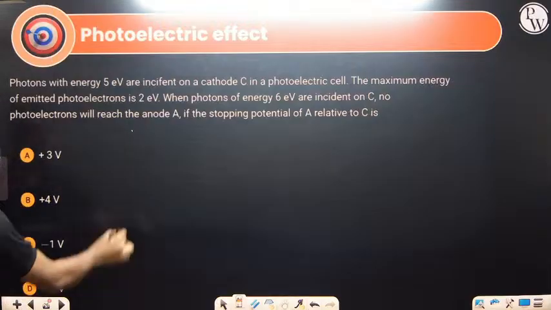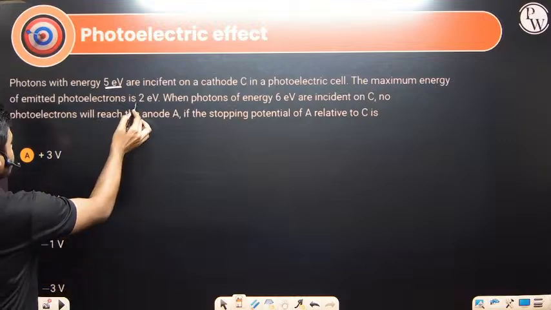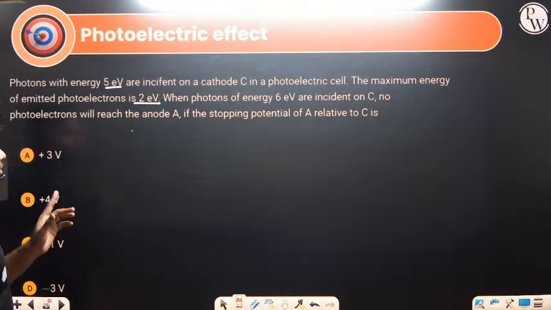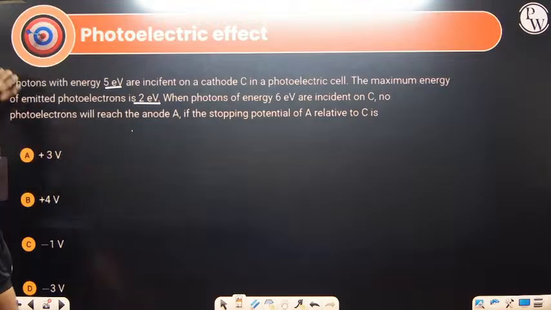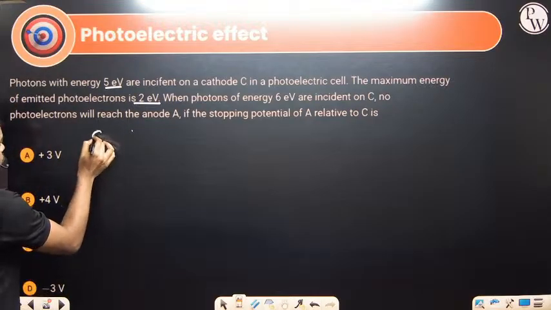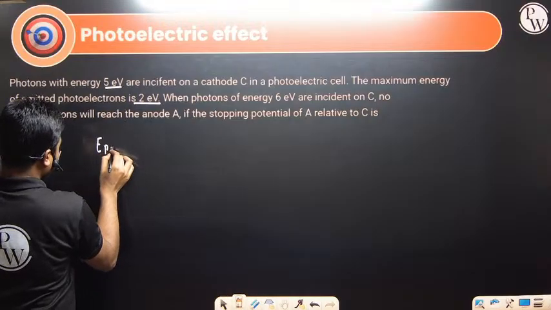Photons with energy of 5 eV are incident on a cathode C in a photoelectric cell. The maximum kinetic energy of the emitted photoelectrons is 2 eV. When photons of energy 5 eV are incident on it, the photoelectron will reach the anode if the stopping potential is what? First, we need the energy of the photon. We are using the same formula, that is the energy of the photons.